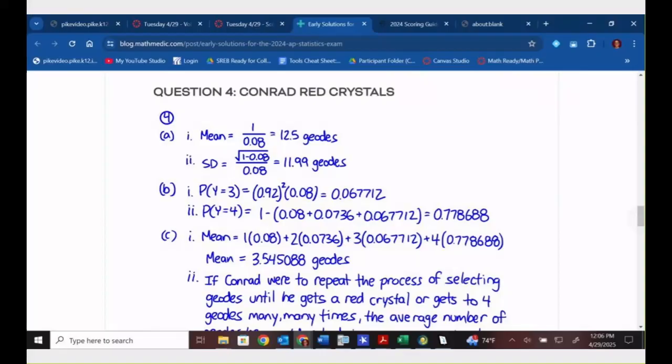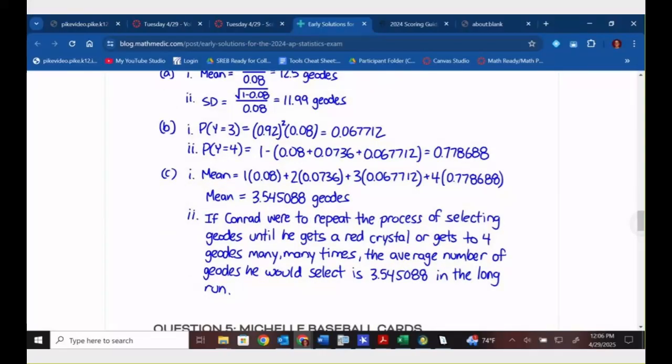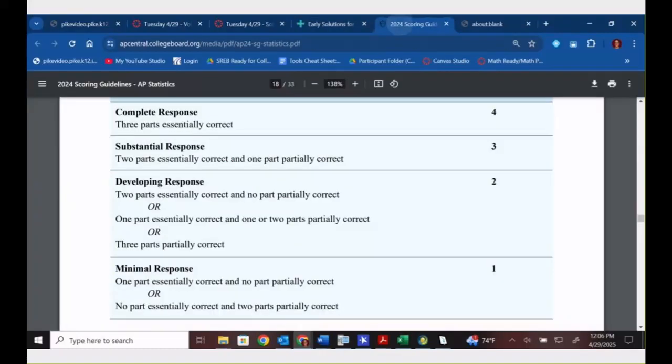0.067712 plus 4 times 0.778688. Gives us a mean of 3.545 geodes. I'm not reading all of those decimals. CII, if Conrad were to repeat the process of selecting the geodes until he gets a red crystal or gets to 4 geodes, many, many times, the average number of geodes he would select is 3.54 in the long run.